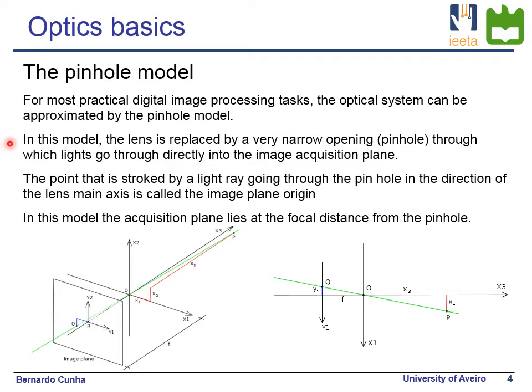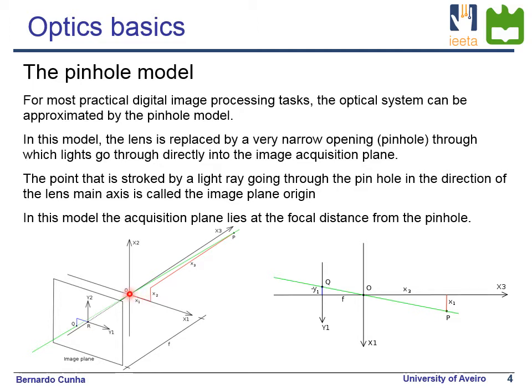In this pinhole model, the lens is replaced by a very narrow opening, that's what we call the pinhole, and we assume that all the light that strikes our sensor goes through this small pinhole. And all the light that comes from the outside world goes through this pinhole and then projects into a certain point in our sensor. In this left image, we assume here that our Cartesian system is centered on our lens.